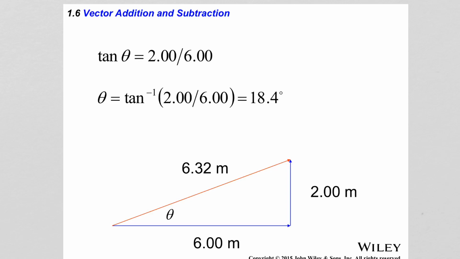I can go one step further and find the angle between the hypotenuse and the adjacent side. And since I know the opposite side and the adjacent side, I can use tangent of theta as the function of choice for this calculation. So tangent of theta is equal to 2 divided by 6. And then from here, theta is equal to inverse tangent of 2 divided by 6. So this is 18.4 degrees. So the direction of the resultant vector r is 18.4 degrees from east.